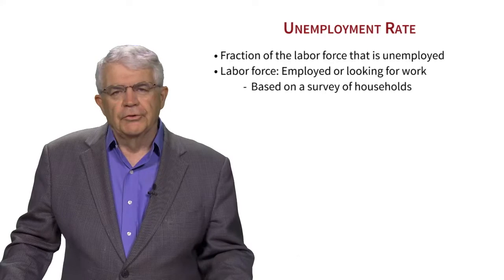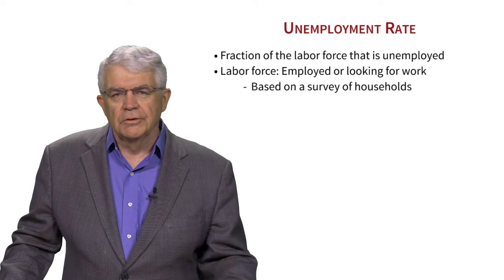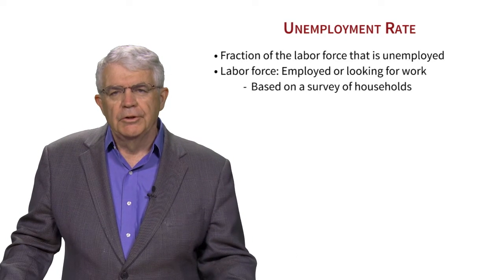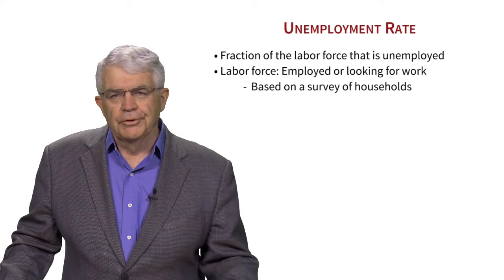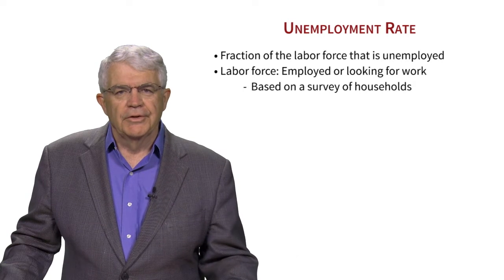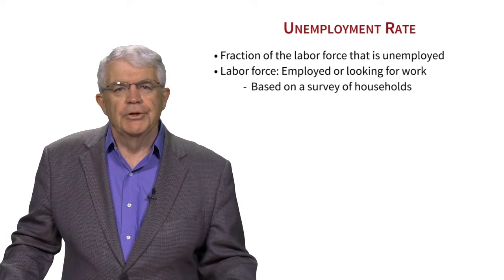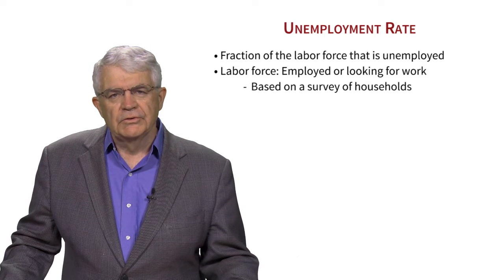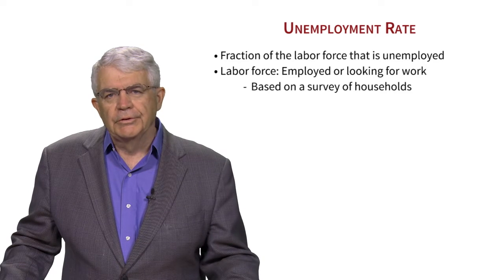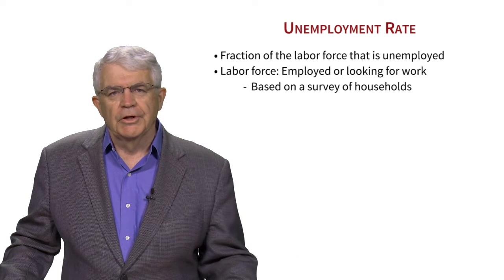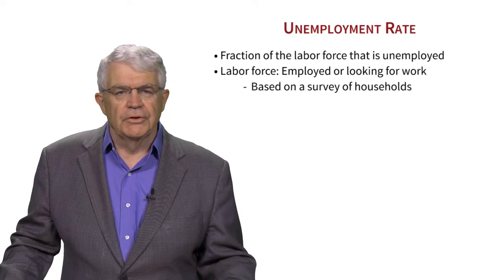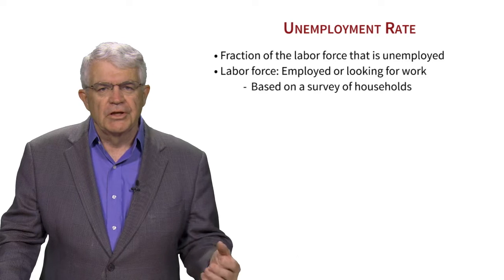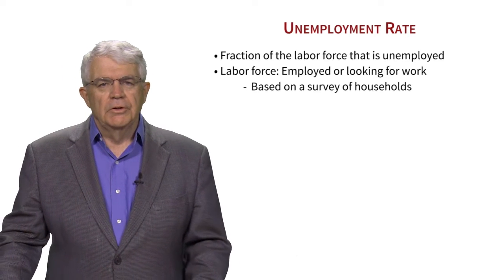After all, if you're a student taking a full-time course load, you're neither employed nor looking for work, and so you don't want to think of that person as being unemployed. Or if you are a 75- or 80-year-old retiree, you're neither employed nor looking for work, so you don't want to count that person as unemployed either. So it's important to make this correction. It's just difficult to do. Once you've made the correction, then you can actually compute the unemployment rate.